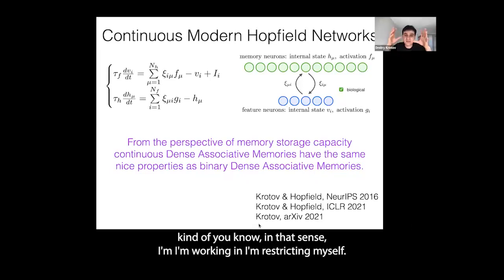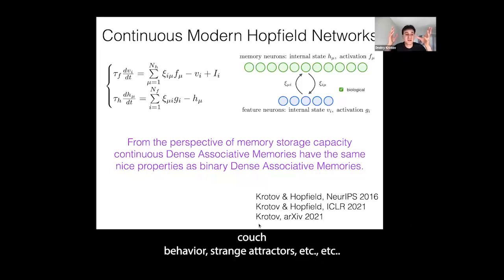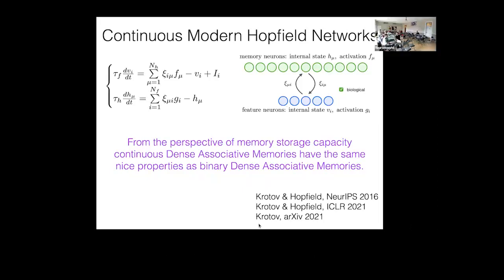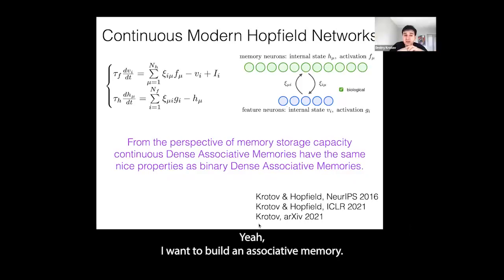But again, in that sense, I'm restricting myself. What I'm trying to do here is to get rid of all the possible limit cycles, chaotic behavior, strange attractors, etc. I want only fixed points. You want to build an associative memory, right? Yeah, I want to build an associative memory. I want to associate the input with the output.